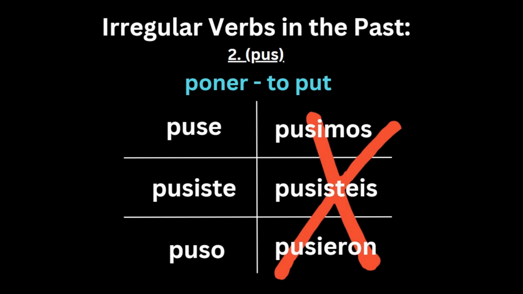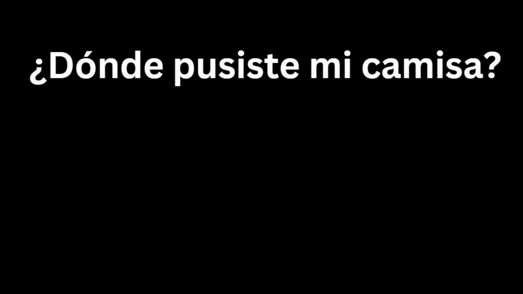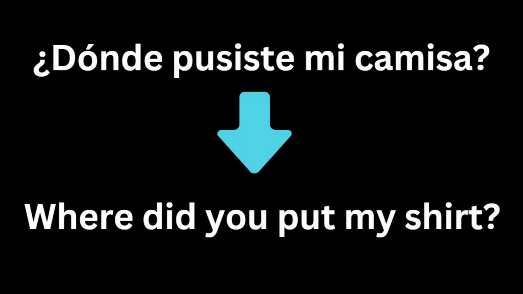If you were to say a sentence in the past using poner, you can say something like yo puse mi teléfono aquí, I put my phone here. Or maybe you can ask a question like ¿Dónde pusiste mi camisa? Meaning where did you put my shirt? Of course, you can say any sentence you want using this verb. I'm just giving a few examples to demonstrate how to use the verb.